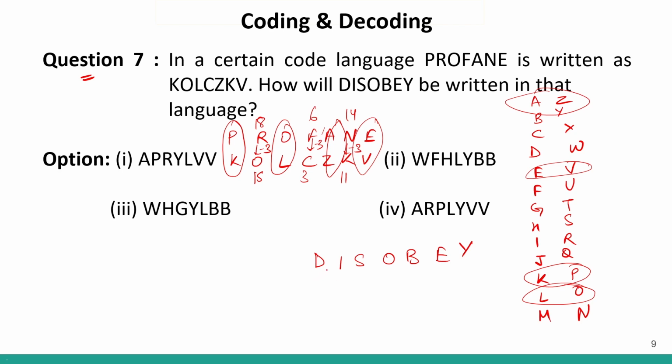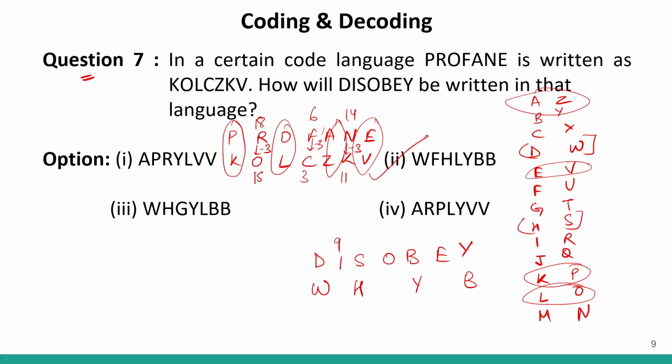So first we have to find the opposite letter. For D it is W. For S it is how much? For S it is H. For B it is Y. And for Y it is B. Correct? So we have gotten W, H, Y, B, which I see in option number 2. So this will be your answer. But let us solve. Okay?